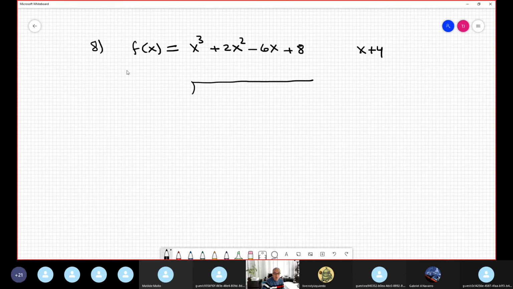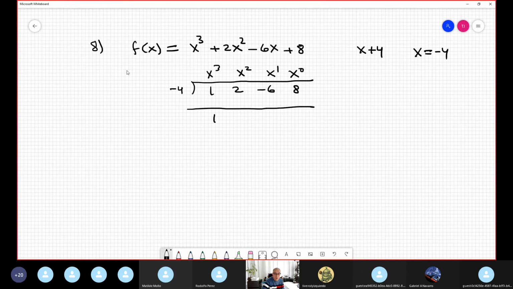Well, it's easy. You are doing synthetic division. 1, 2, negative 6, 8. Remember the order. This is x to the 0, this is x to the 1, this is x to the second, this is x to the third. The only detail you have to remember is you divide by negative 4, not positive 4. If the factor is x plus 4, the solution is negative 4.